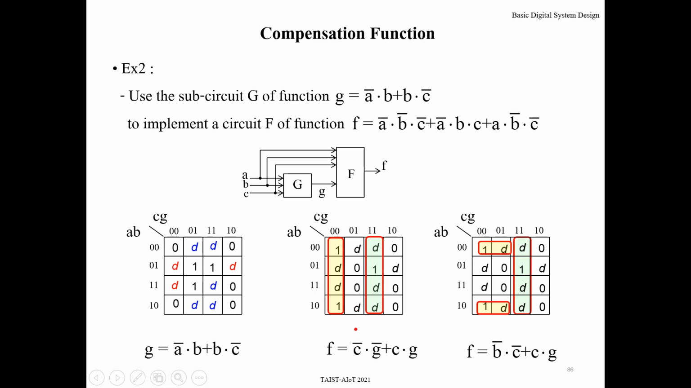After that, you just select maybe this term and this term. Then you can use this subcircuit and some of this input to implement the function that you want. From this K-map, you may use this with this one group together, and this, to obtain the minimal sum also.